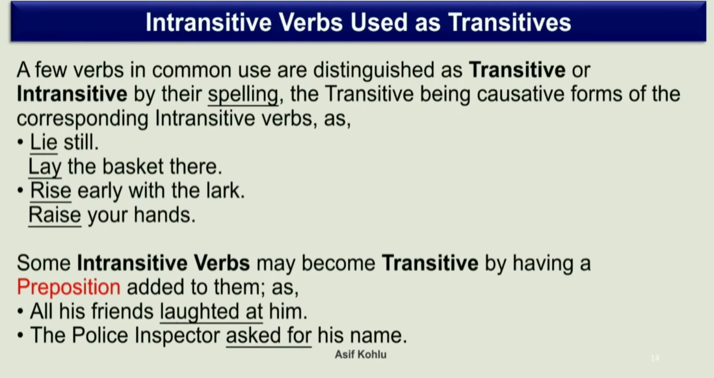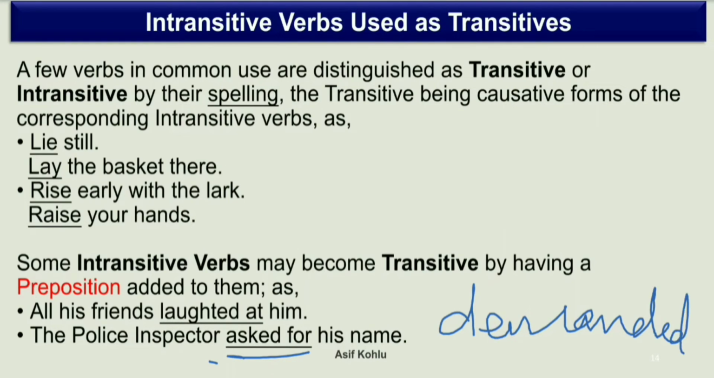Secondly, the police inspector asked for his name. Asked individually is an intransitive verb, and there is no need to put a further object to complete its sense. But now after the addition of the preposition for, asked for became a transitive verb, and here it is giving the meaning of demanded. Asked for means demanded his name. The police inspector demanded his name. Now asked for became a transitive verb instead of an intransitive verb.